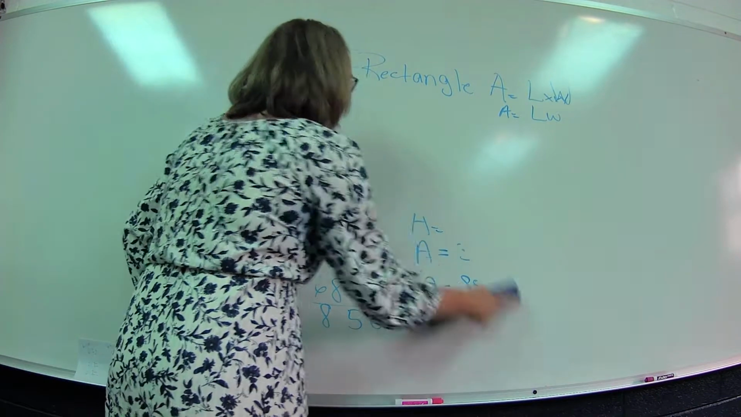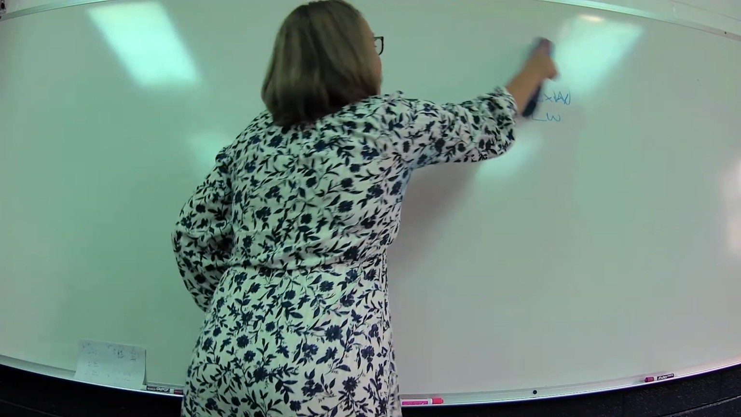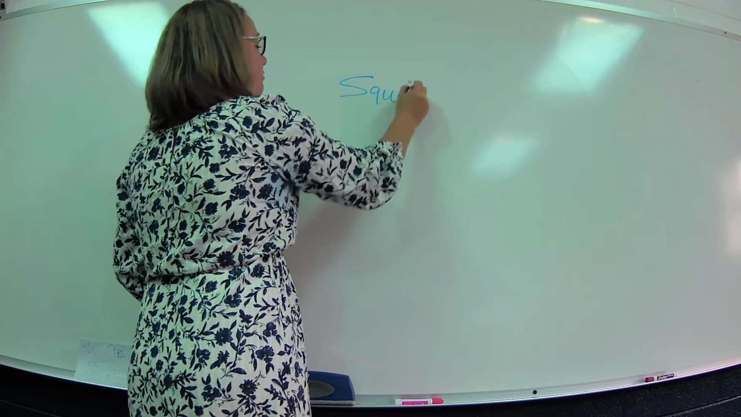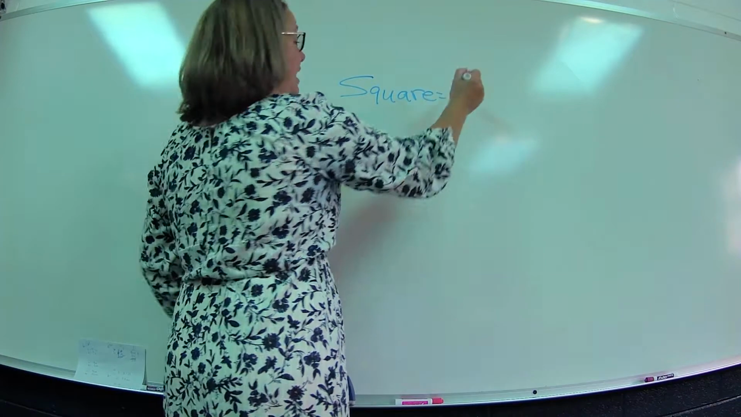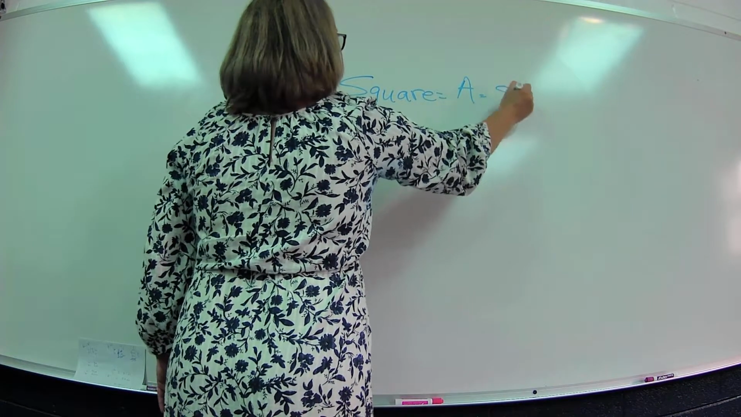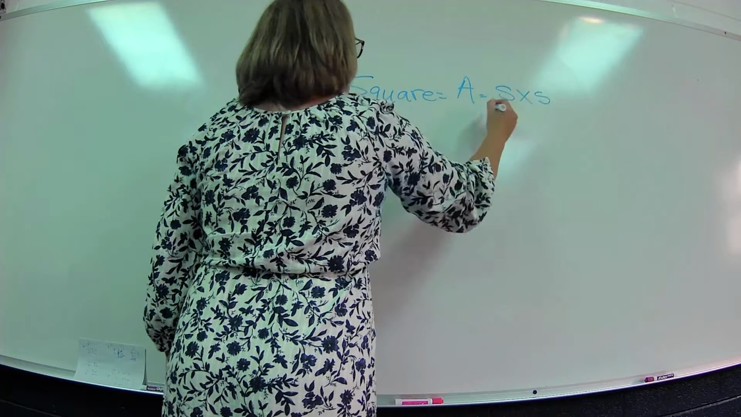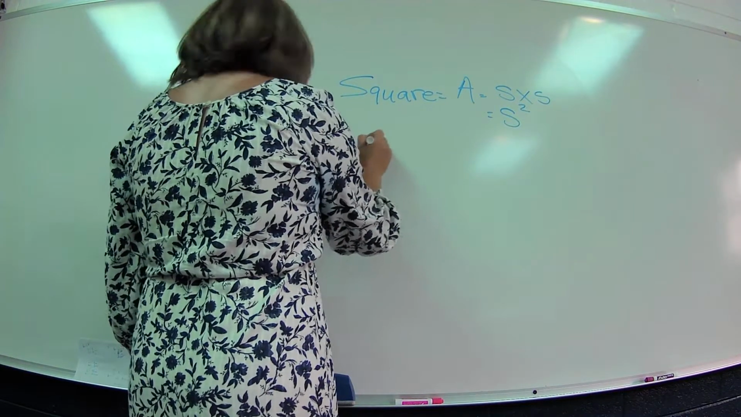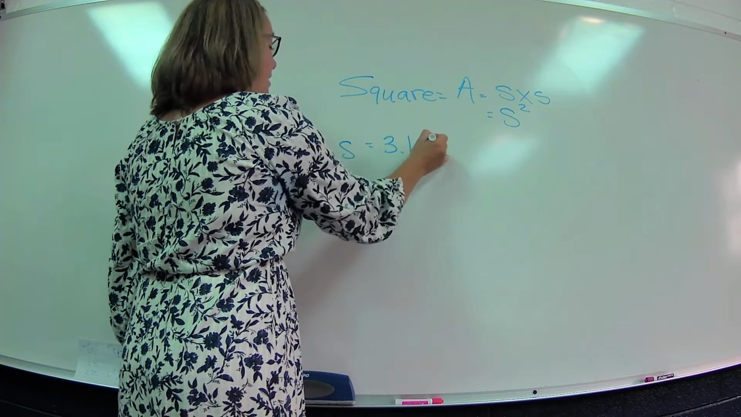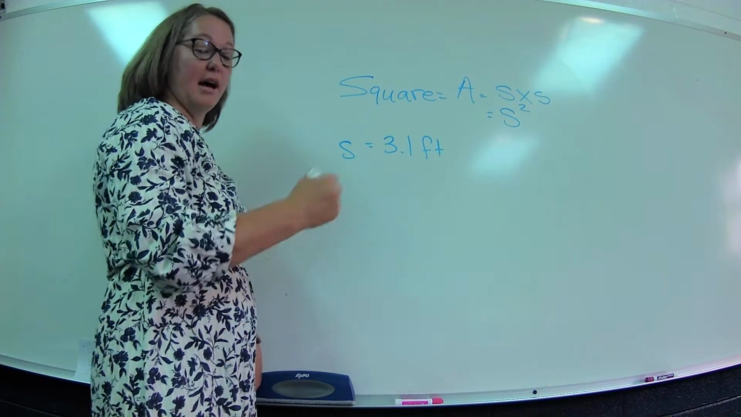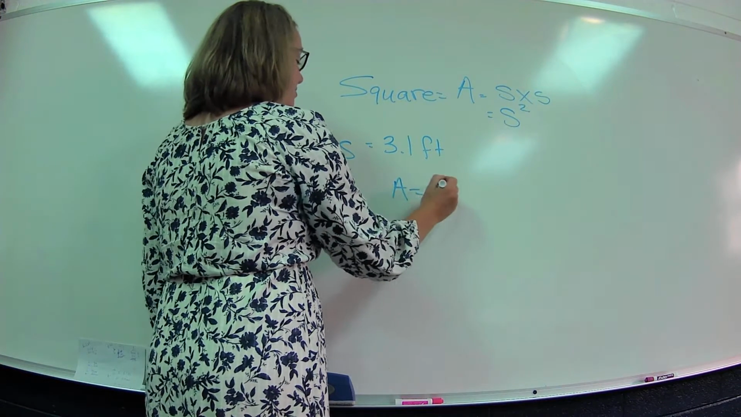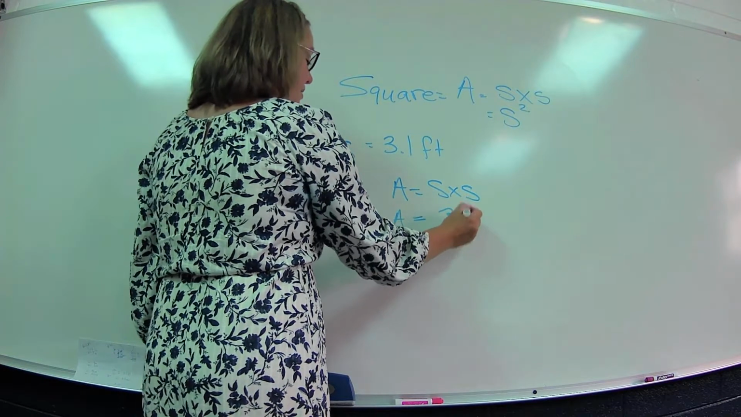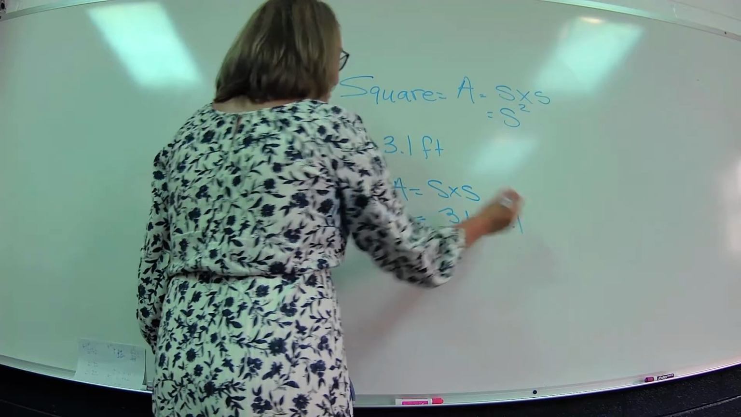Let's move to a square. What's special about a square? 4 equal sides. So for area, we do side times side, or you will see it, side squared. If I gave you the side of 3.1 feet, I write my formula: area equals side times side. Area equals 3.1 times 3.1.